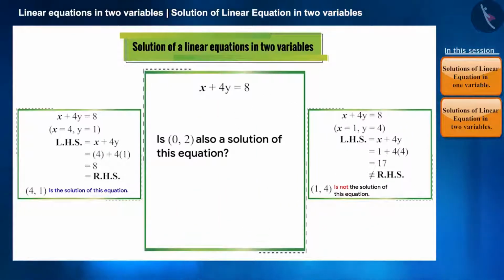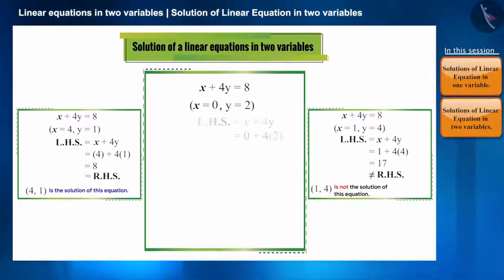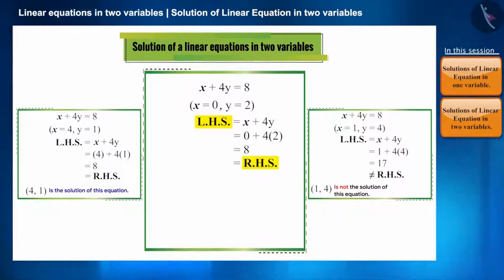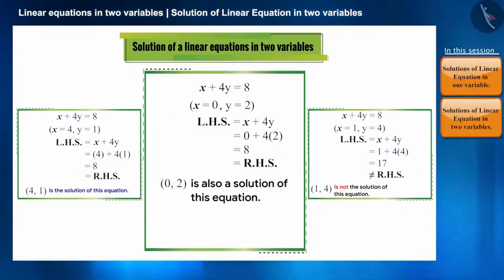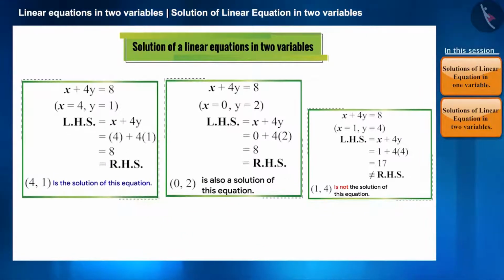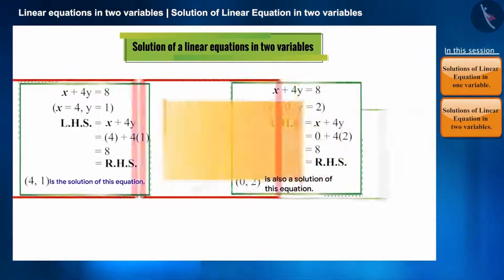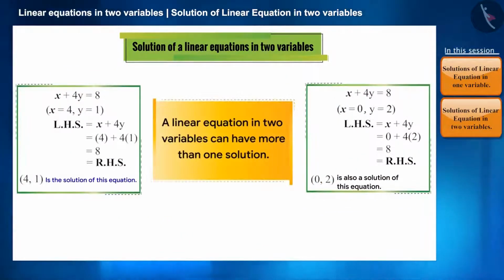Is (0, 2) also a solution of this equation? Come on, let's see. Substituting x = 0 and y = 2 makes the value of the equation 8. RHS is equal to LHS. So we can say that (0, 2) is also a solution of this equation. We have found two solutions to this equation. So we can say that a linear equation in two variables can have more than one solution.